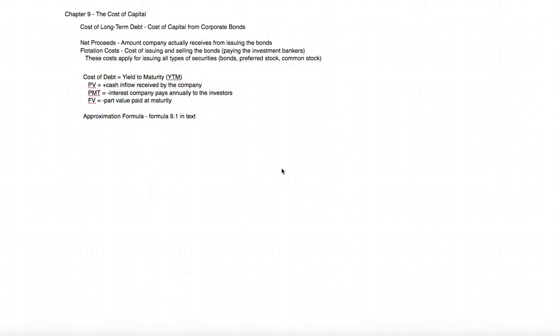The cost of long-term debt is the cost of capital from corporate bonds, which is also considered the rate that is required by investors in the market that buy those bonds. Now, a couple of definitions that we should look at first.